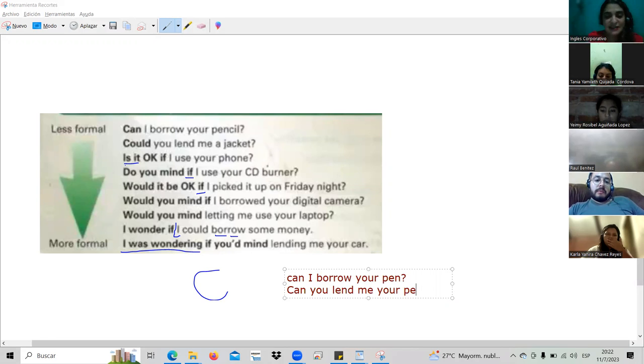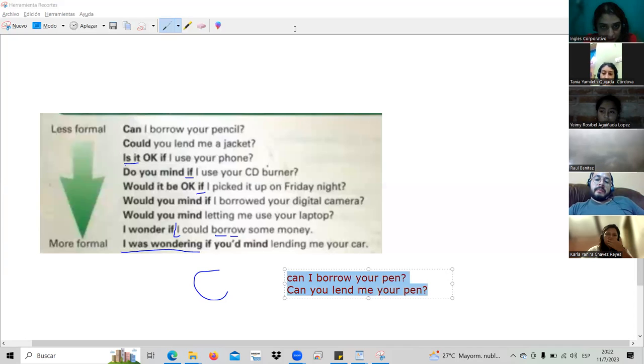The meaning is basically the same, right? But the structure is different. In this case, yo le pido que me lo preste. Aquí yo lo pido. Y aquí alguien me lo da, alguien me lo presta. Aquí borrow, yo lo hago, lend, alguien lo hace por mí. You got it, guys? Nice. So that's the difference.